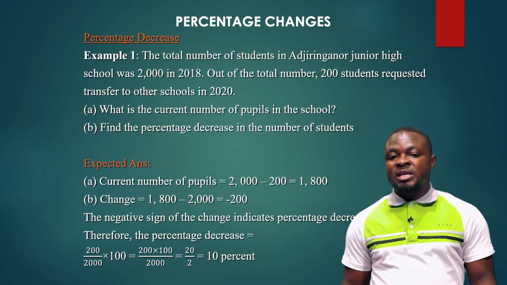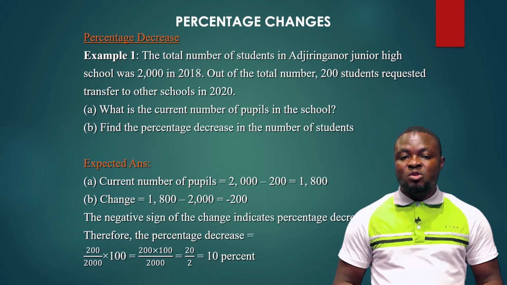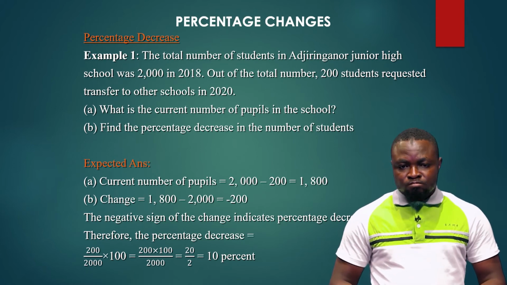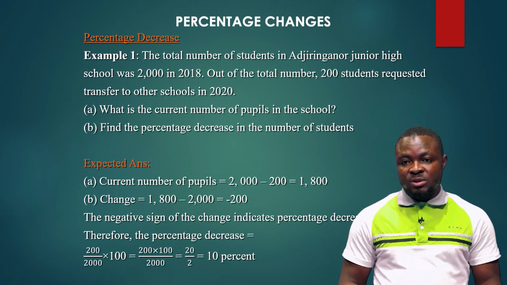Now the second question says, find the percentage decrease in the number of students. So already we knew the old number, which is 2,000 students.